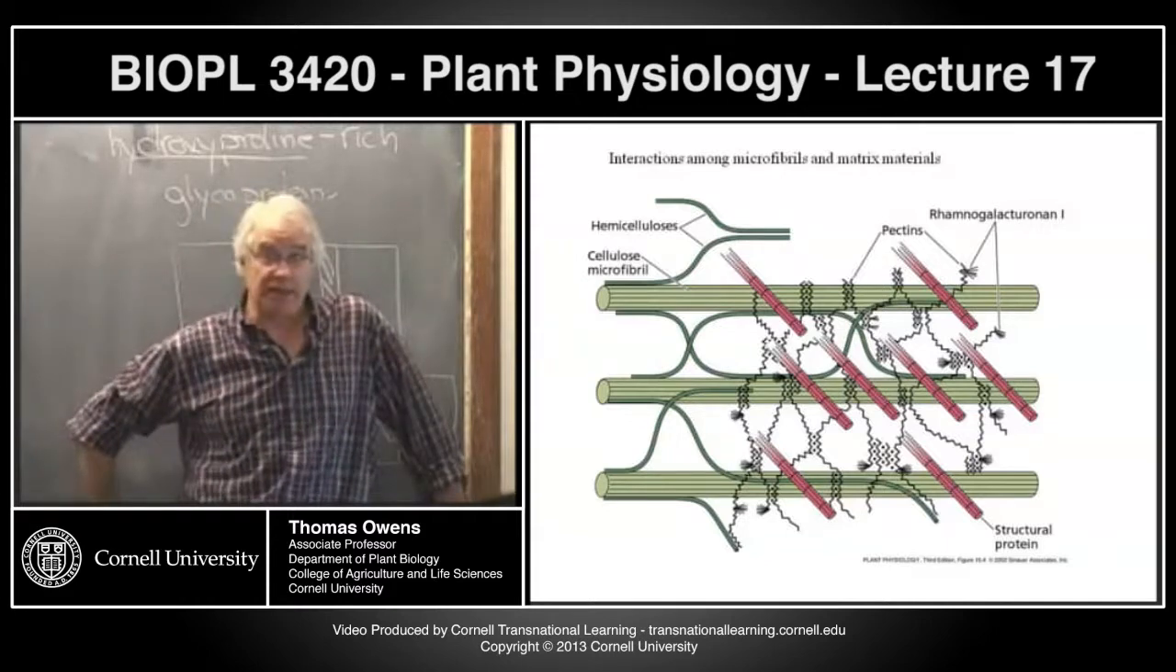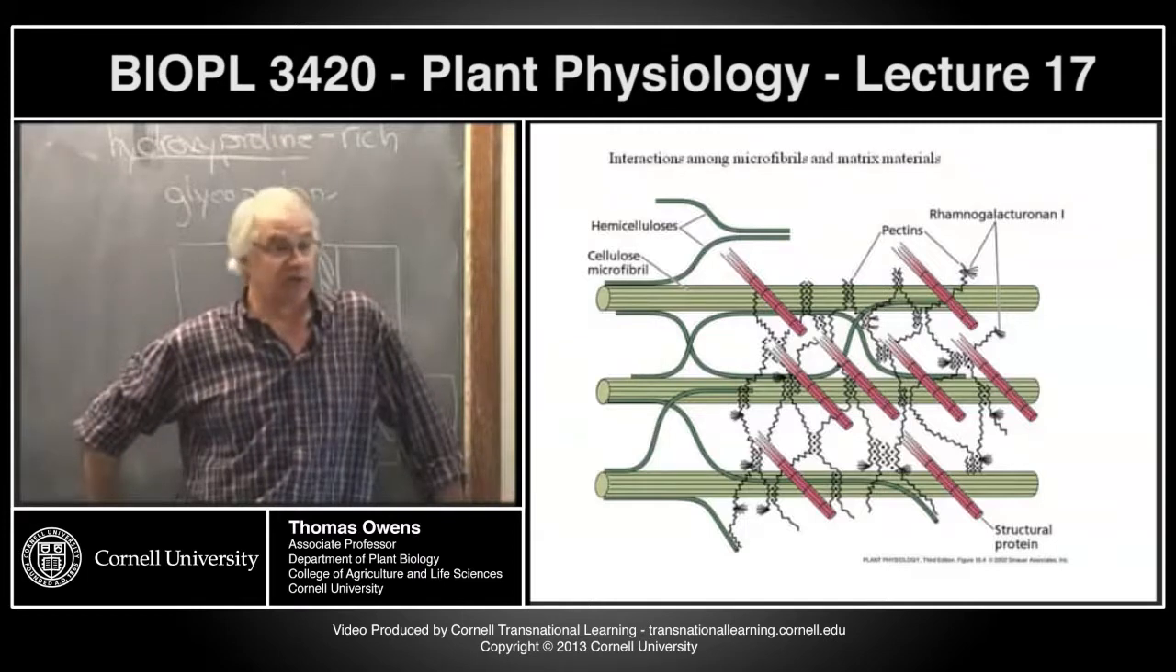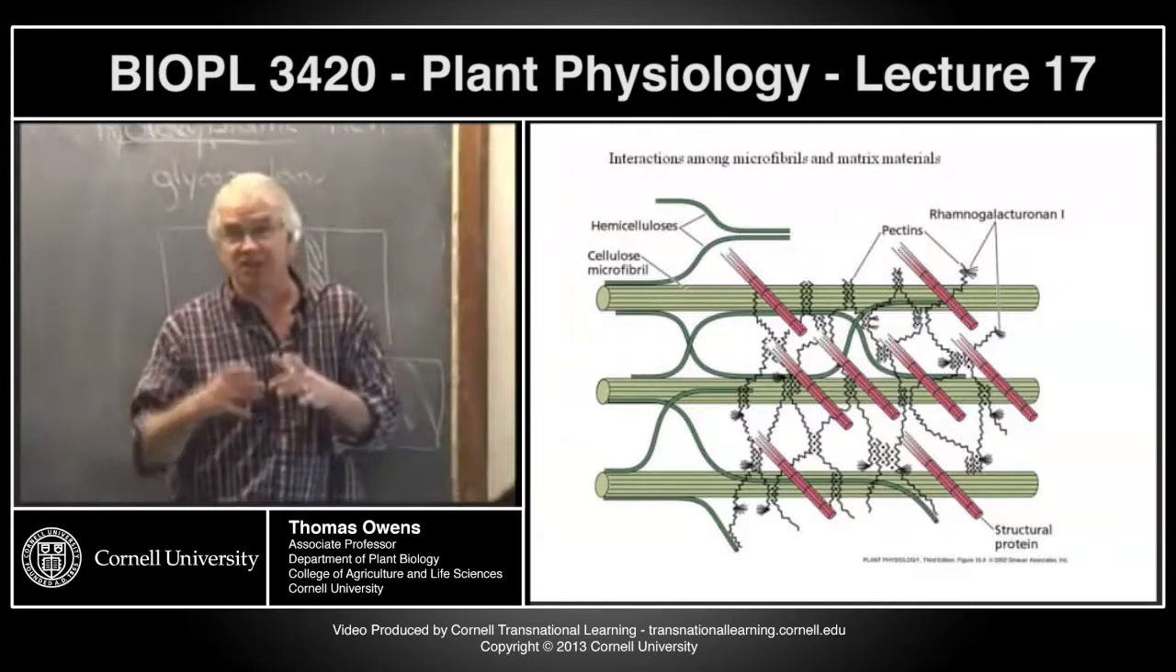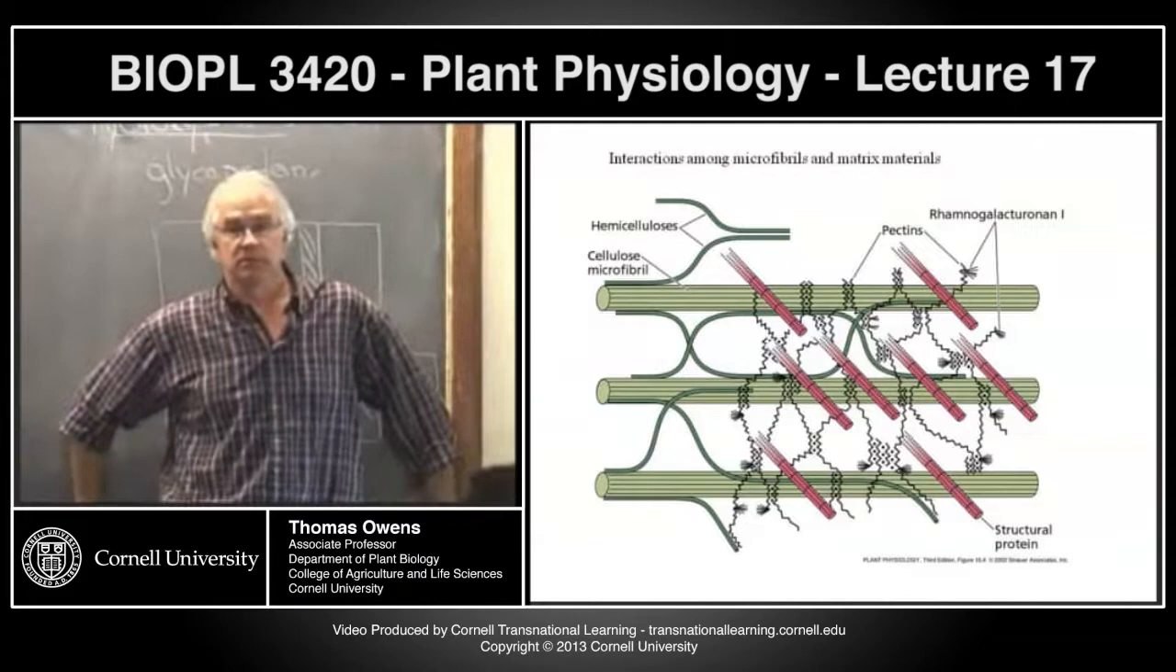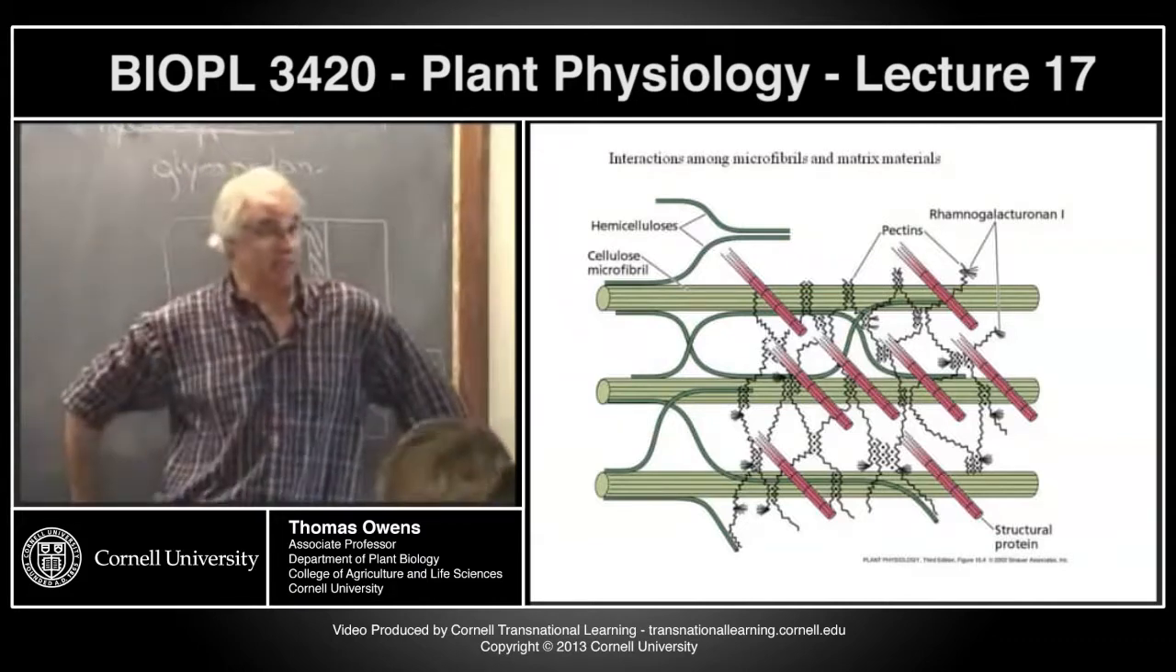If you mutate the genes for expansins, you don't get a normal plant because those meristematic cells don't get much bigger. The cells can't grow without the expansins. Okay, so that's basically the answer to your question.